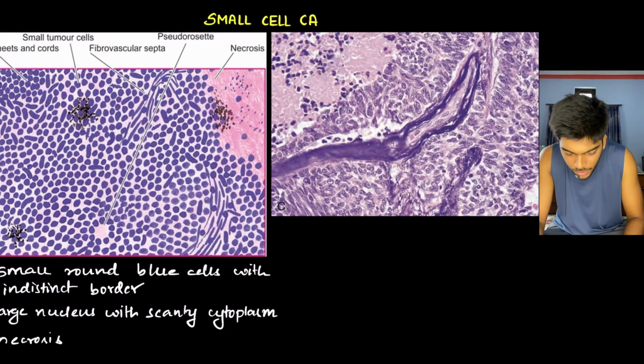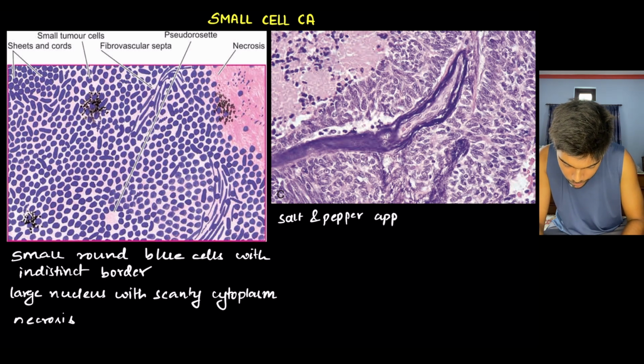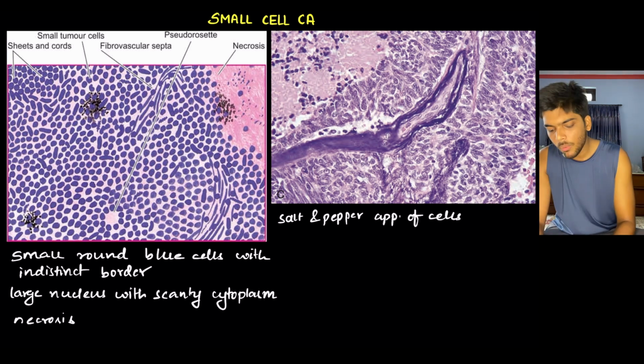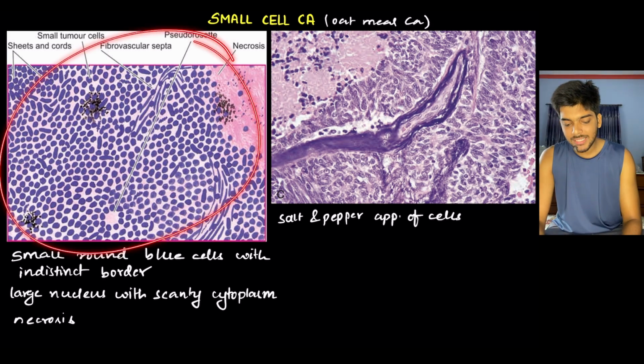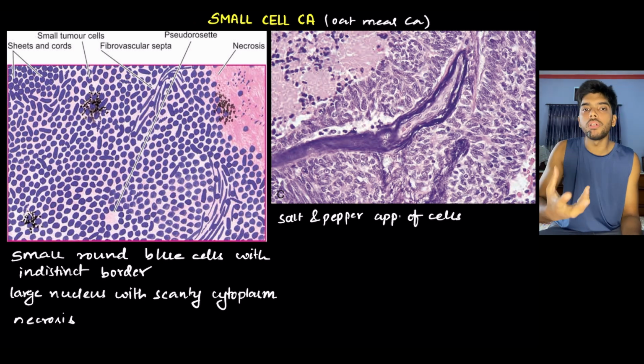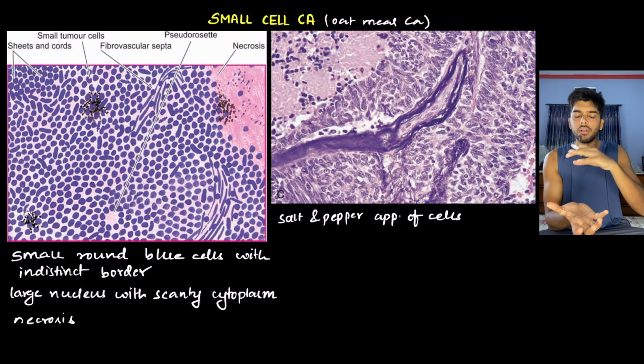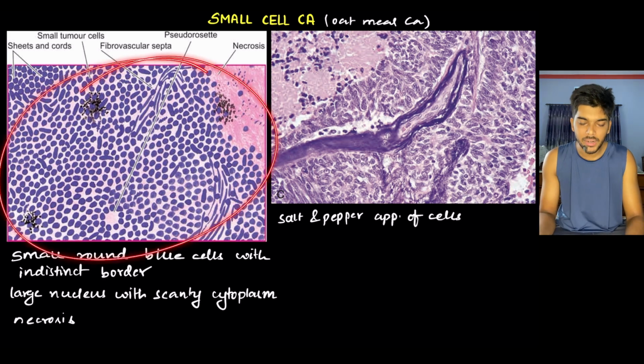So this gives a salt and pepper appearance of the cell. Previously, small cell carcinoma was also referred to as oatmeal carcinoma. The reason being, the tumor looks like oatmeal. That is, you take a bowl of milk and then put oat on top of it. So that's the appearance it is giving off.